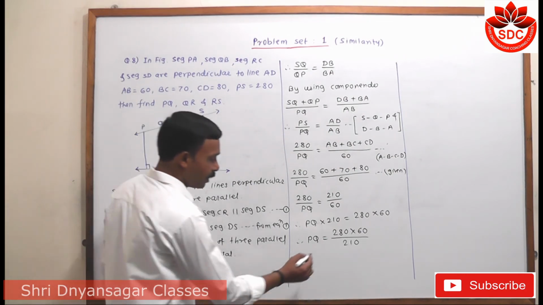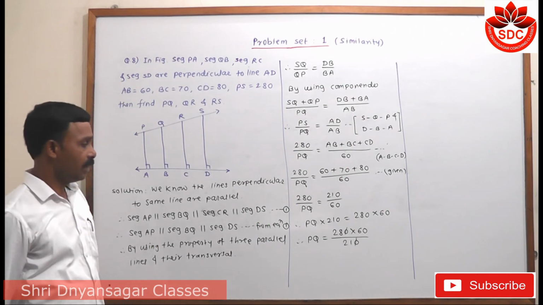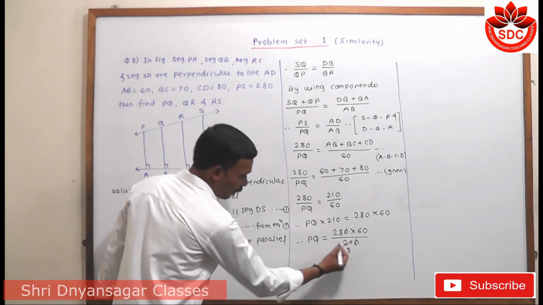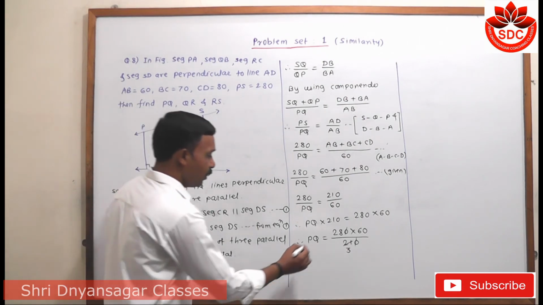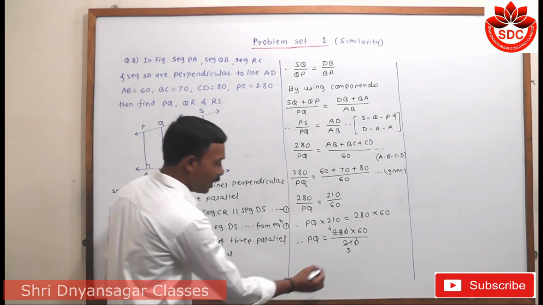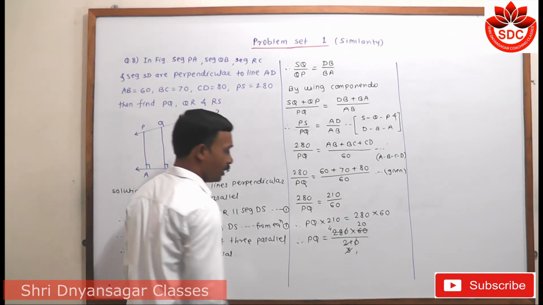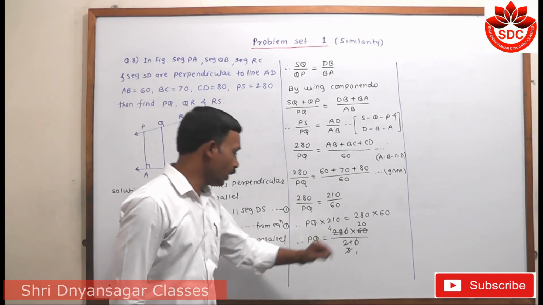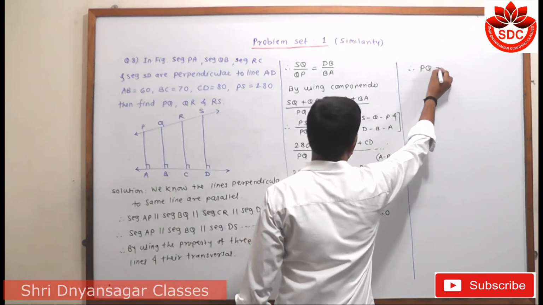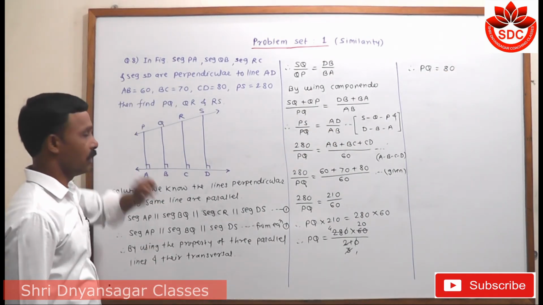The simplification becomes: the 0 gets cancelled from these two. Then 7 1 is 7, 7 2, 7 3 are 21, and 7 4 are 28. Then 3 1 are 3, 3 2 are 6 and the 0 as it is. Then 4 into 20 becomes 80. Therefore, the value of PQ is equal to 80. This means we have found the first value, PQ.